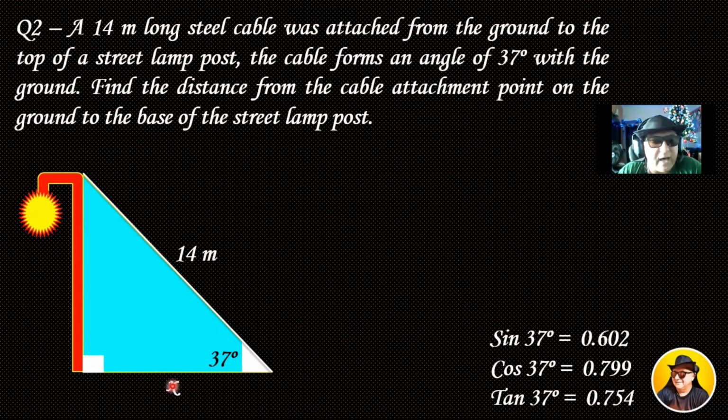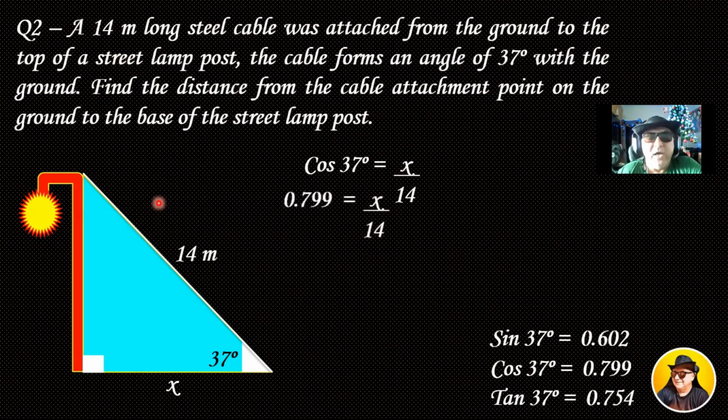Well, this is the adjacent side. And this is the hypotenuse. So sine, cosine, or tangent, according to their definitions, cosine. Very good. So the cosine of 37 degrees is X over 14. So let's replace the cosine of 37, which is 0.799. So replacing, we have that 0.799 is X over 14.